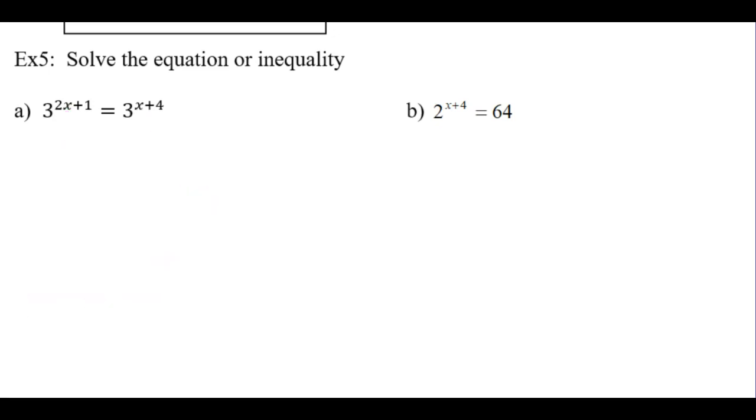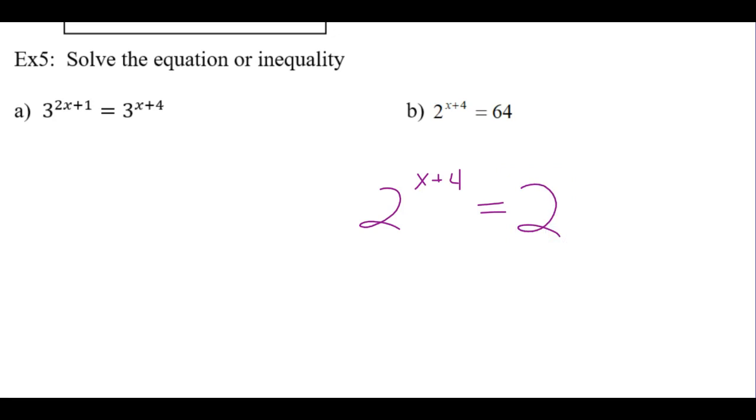Okay, letter B. What's different about letter B than letter A? The bases aren't the same. That's exactly what I wanted you to say. So what we can do is rewrite the equation. Sometimes, not always, but in this case you can. So we have 2 to the x plus 4, and we know in order for this to work, what does the base have to be on the right side? 2. It also needs to be 2.